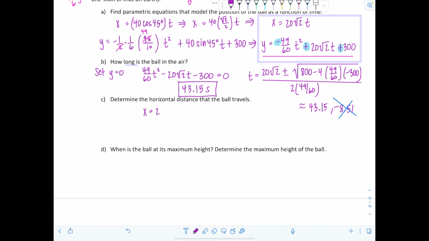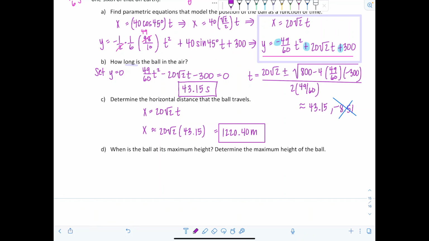So x equals 20√2 t. The horizontal distance is going to be approximately 20√2 times 43.15. So 1220.40 meters. And always check with your instructor how they want you to round if you need to follow sig figs or a certain number of decimal places or whatever. Just do what they say.